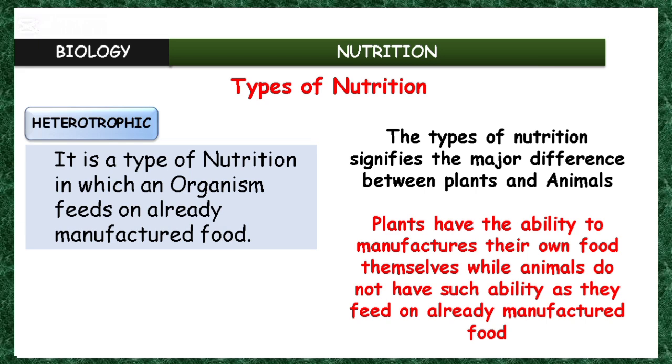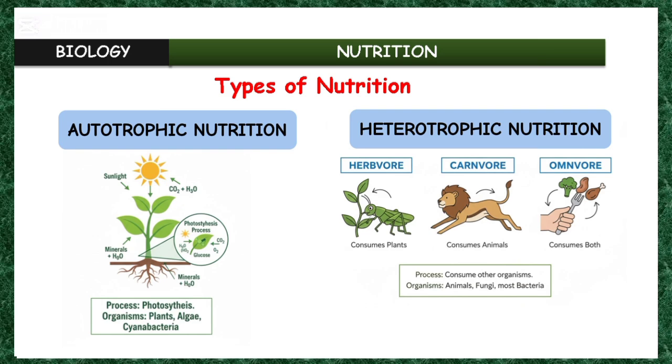So the two types of nutrition are autotrophic nutrition and heterotrophic nutrition. These two types of nutrition are a major difference between plants and animals. Plants generally have the ability to manufacture their own food by themselves, while animals don't have the ability to manufacture their own food by themselves. They depend on already manufactured food.